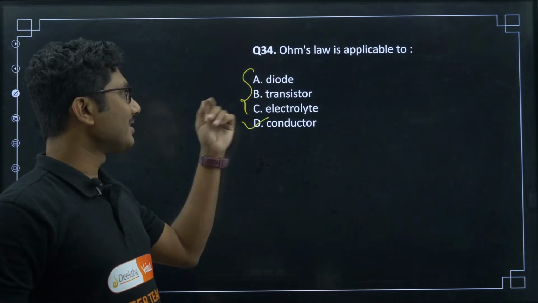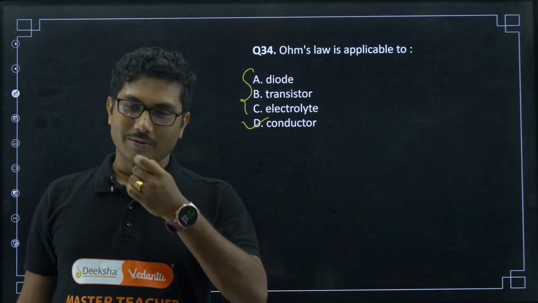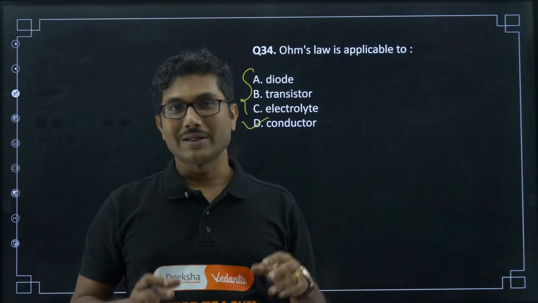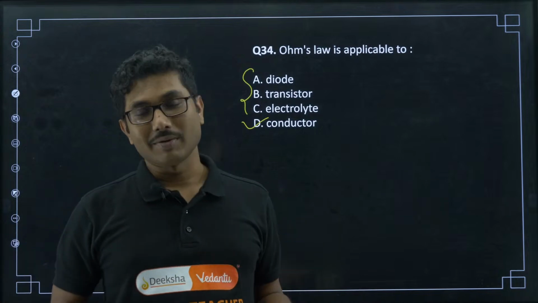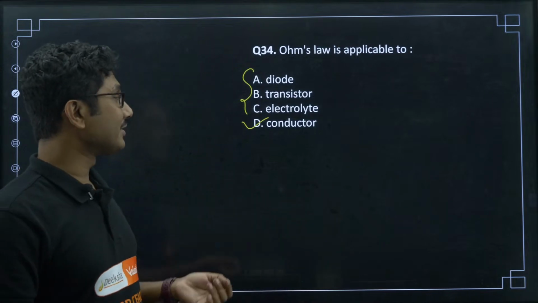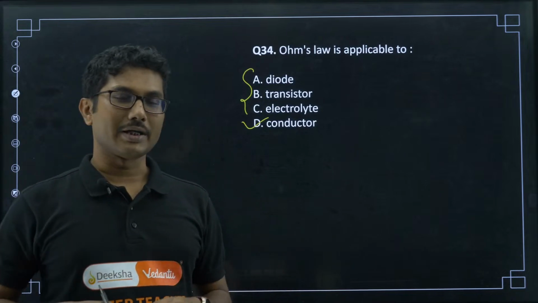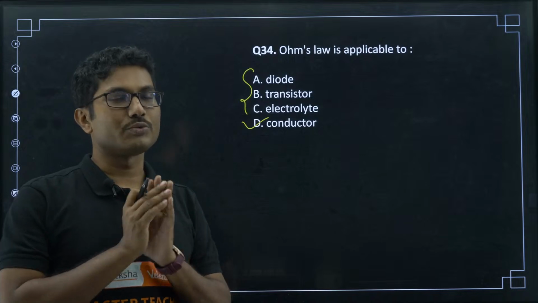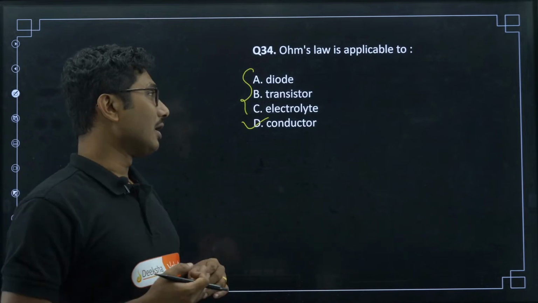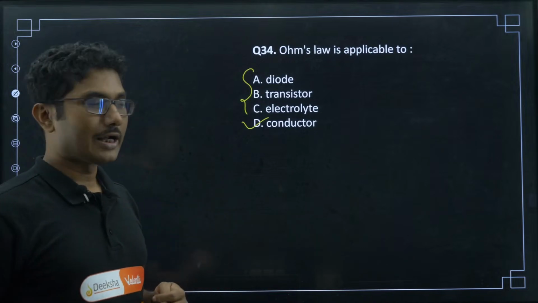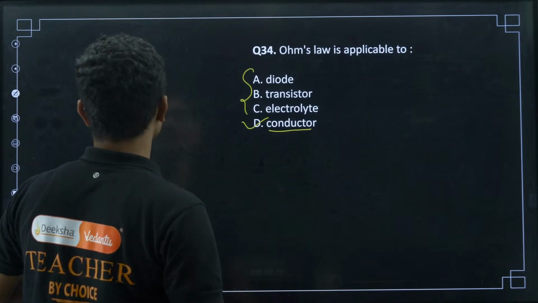Okay, a transistor is a device which is used inside your computer. Previously there was only a single transistor. Now we are using integrated circuits. There are lots of transistors and diodes there. Electrolyte also, electrolysis you have studied in chemistry, right? There also Ohm's law is not valid. Voltage and current are not directly proportional. So in electrolyte also it is not valid. Only in the case of a conductor is Ohm's law valid.